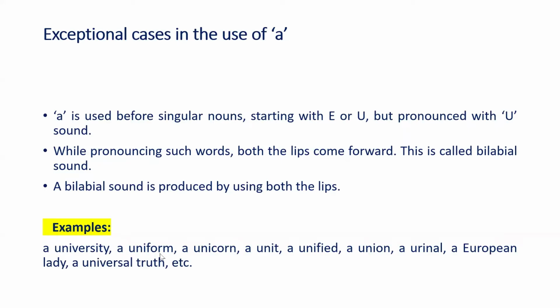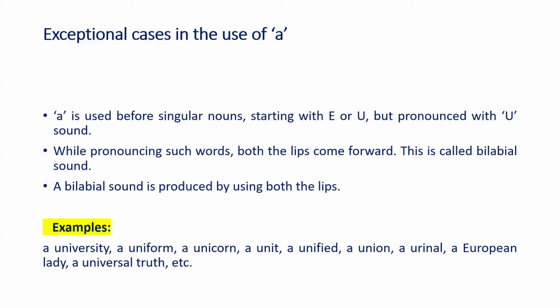A university, a uniform, a unicorn, a unit, a unified theory, a unified approach, anything you can say, a union, a urinal, a European lady, a universal truth. Suppose there is a sentence, "this is dash university." So you say, okay, U is a vowel, and before a vowel we use "an," so this is "an university." So it will go wrong.